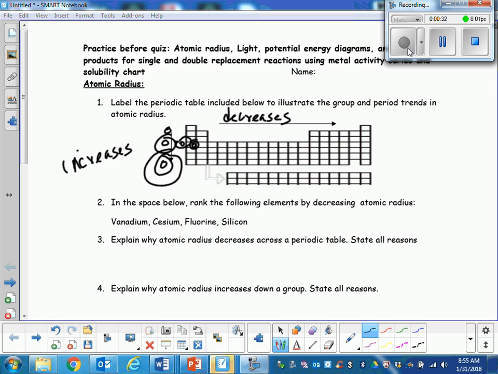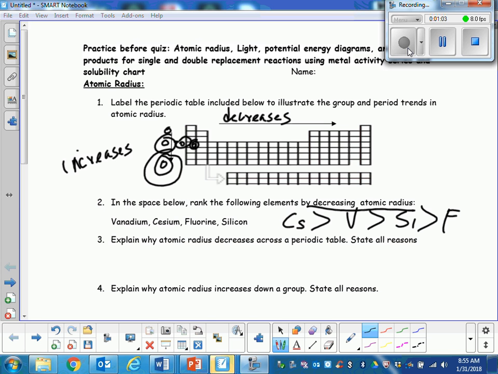So when they say decreasing atomic radius, do they mean bigger to smaller or smaller to bigger? Bigger to smaller. Which is the biggest one of all these atoms? Cesium is bigger than, what do you have next? Vanadium is bigger than silicon, which is bigger than fluorine. So the order matters, all right?